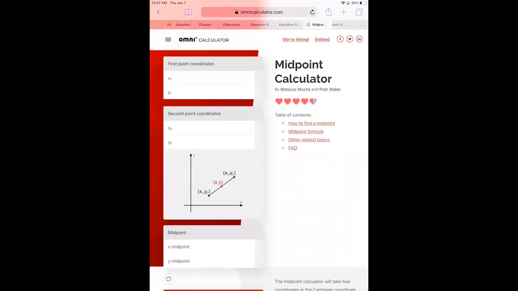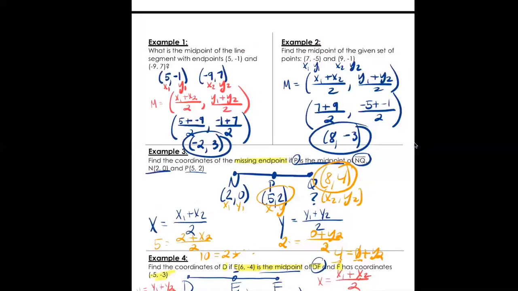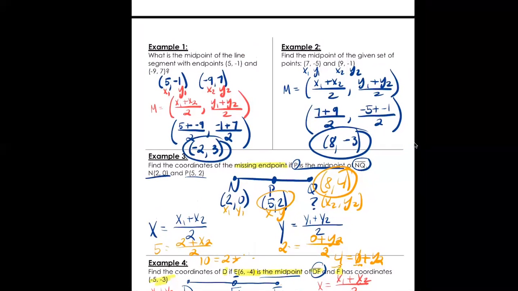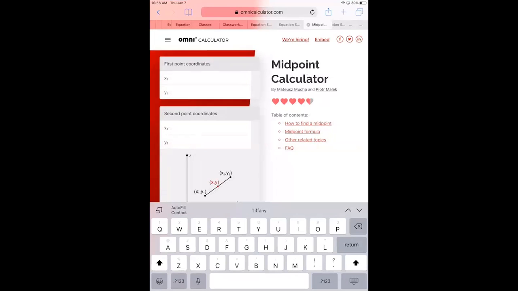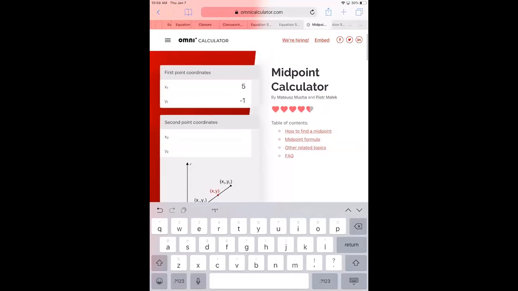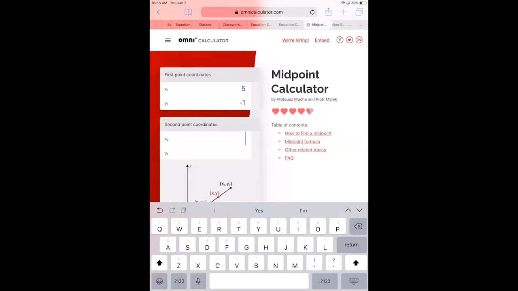So let's go back to example 1 real quick. In example 1, the points were 5, -1, and -9, 7. And the answer we got was -2, 3. Let's check that. So let's put in the x1, y1, the x2, y2, the first point and the second point. X1 was 5, y1 was -1. That first point was 5, -1. The second point that they gave us was -9, 7.